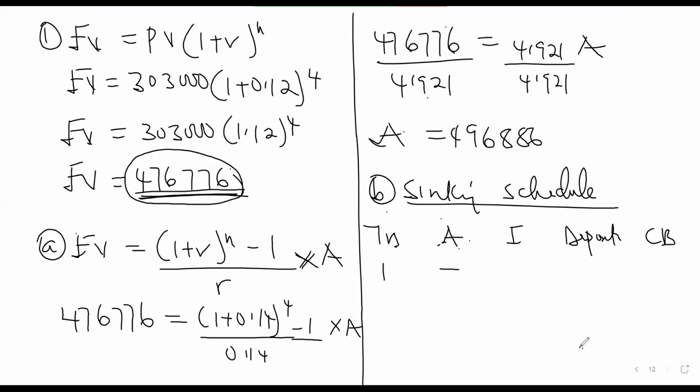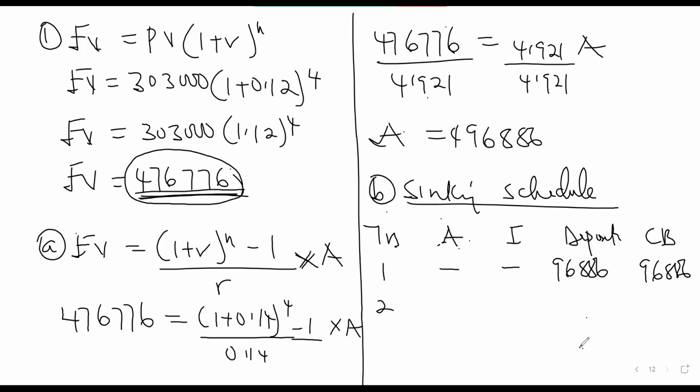No, so that will be dash. Would there be any interest for the year? No. But at the end of the year, what are we doing? We are going to be doing a deposit of 96,886. And that will be the closing balance for us at the end of this year, 96,886.